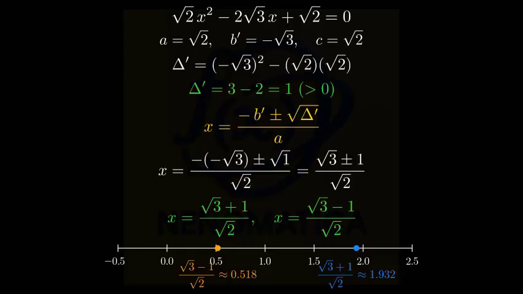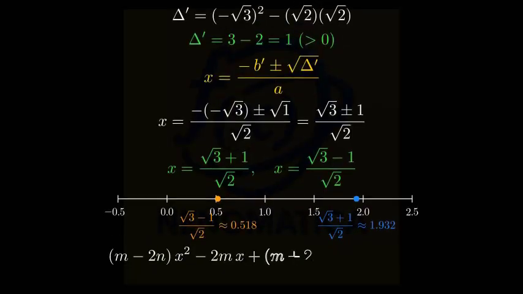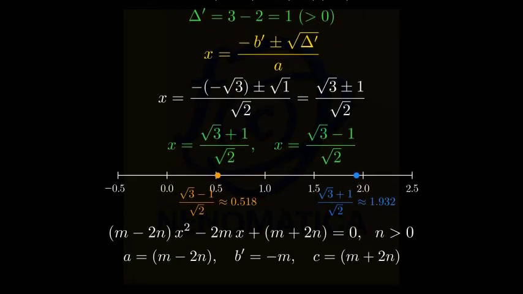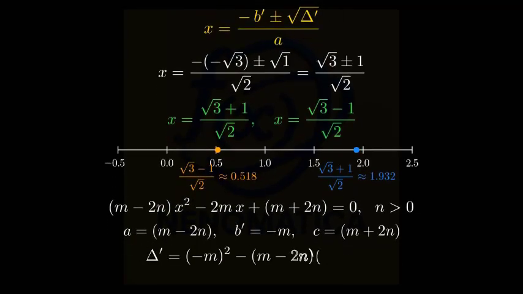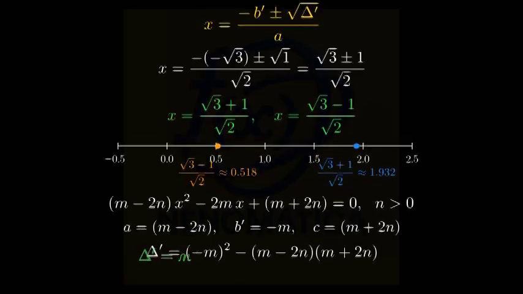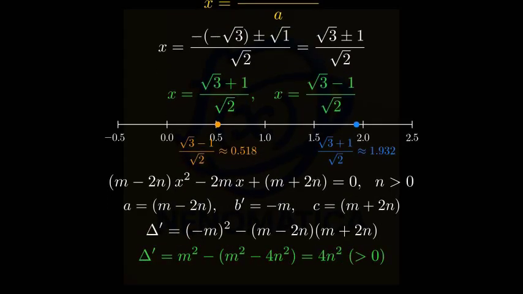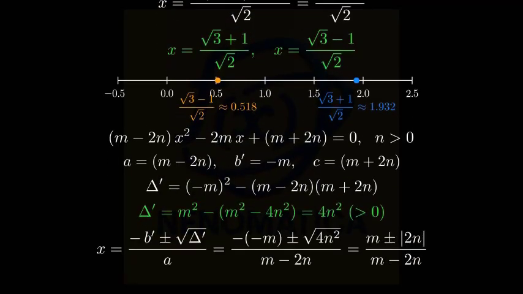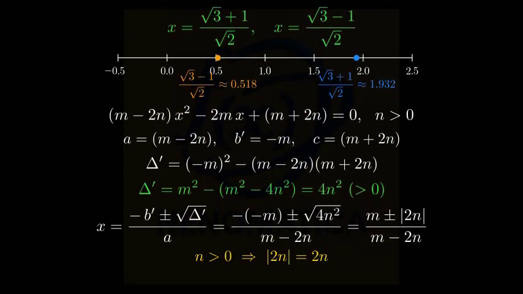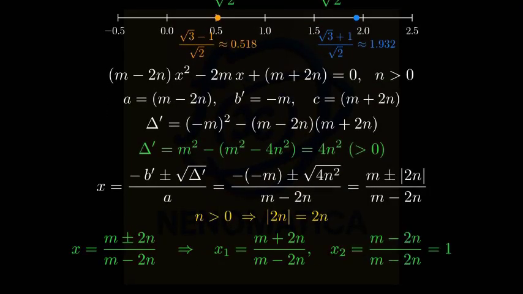Problem 2. We will again follow the same structure. Start with the equation. Identify a equals m minus 2n, b prime equals negative m, and c equals m plus 2n. Compute delta prime as b prime squared minus ac. That simplifies to 4n squared, which is positive. Apply x equals negative b prime plus or minus square root of delta prime all over a. The square root of 4n squared is the absolute value of 2n. Given n greater than 0, absolute 2n equals 2n, so the roots are x equals m plus or minus 2n over m minus 2n. One of the roots simplifies nicely to 1.